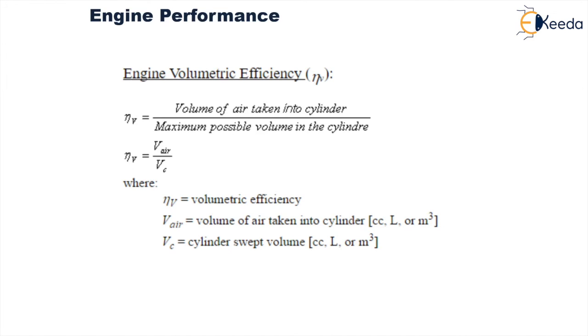If we go by the bookish definition, we can say that it is the ratio of actual mass of air taken into the combustion chamber in a given period of time to the theoretical mass, or the maximum possible mass, of air which can be taken inside the combustion chamber in the same given time. This is called the engine volumetric efficiency.